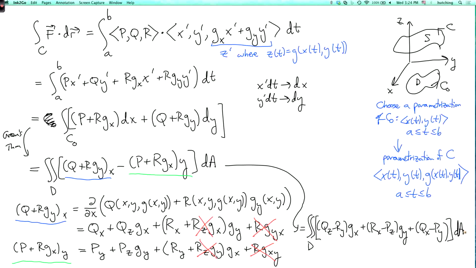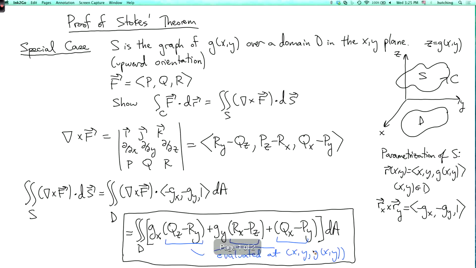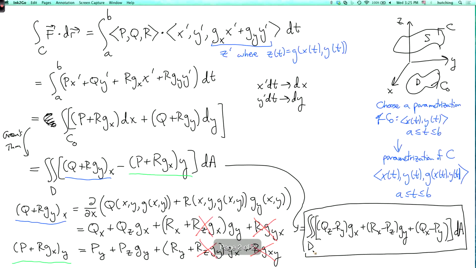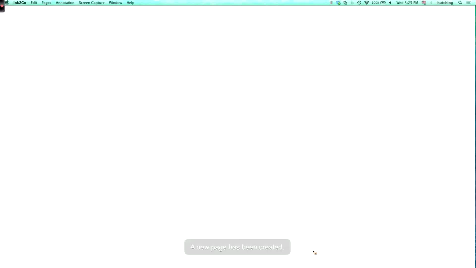All right, now we cross our fingers and go back to the previous page and see if this box expression agrees with the box expression on the previous page. Does it? Yes, it does. So that takes care of step 1. Whew, that was a little messy. All right, so the rest of the proof is simpler.